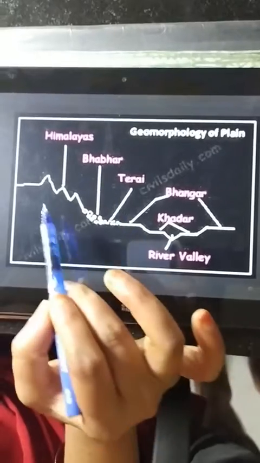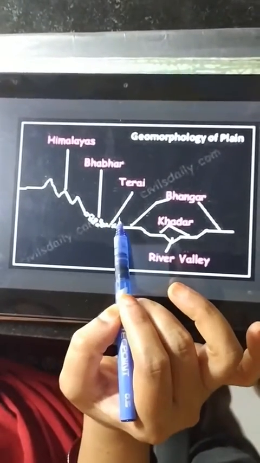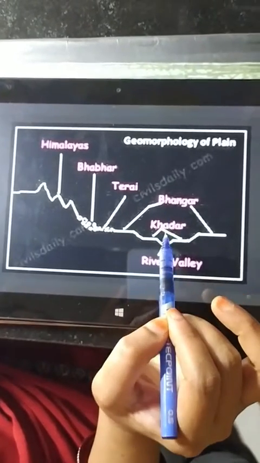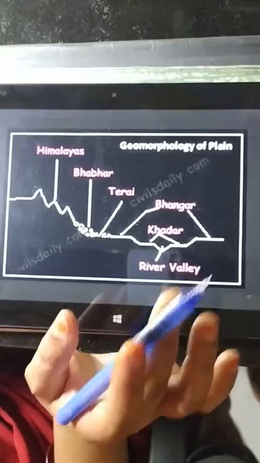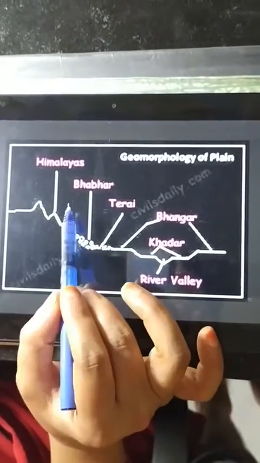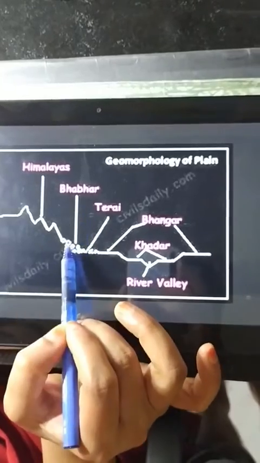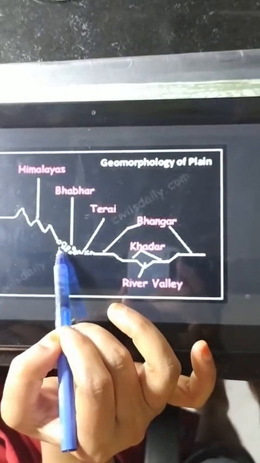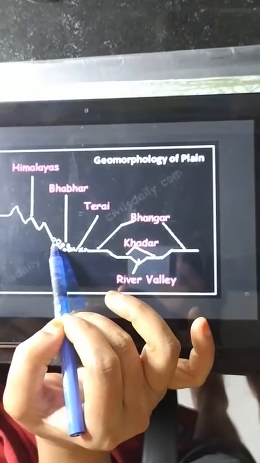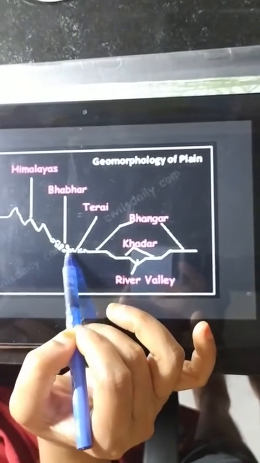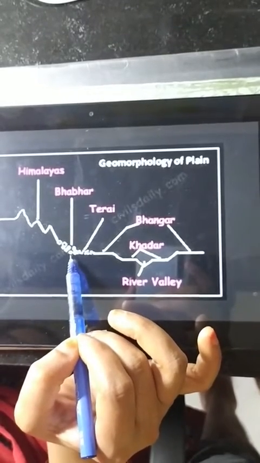Northern plain can be divided into four regions: Bhabar, Terai, Bhangar and Khadar. Do you know that this topic is very important? It is mainly asked in the exam. First region is Bhabar region. It lies on the foothills of Shivalik mountain. This is Himalayan range, and the foothills of Shivalik range is here. It lies over here. Bhabar region lies over here, and it is a wide belt of pebbles.